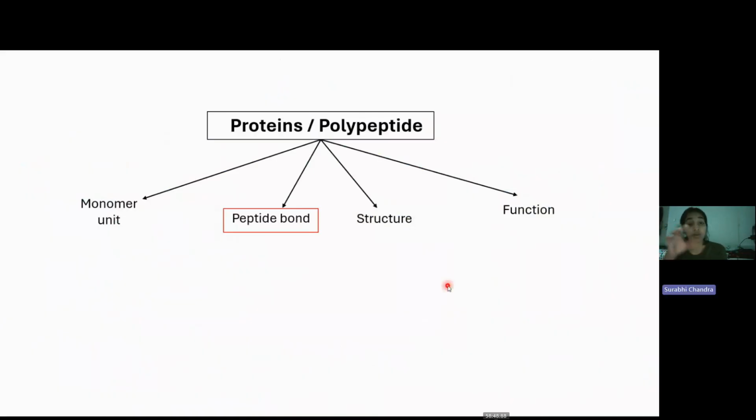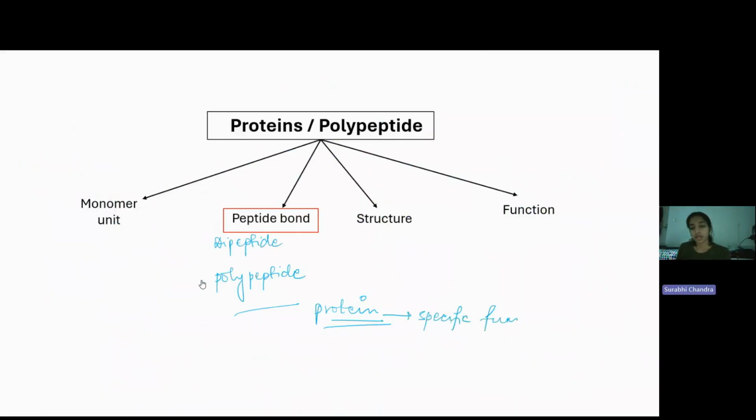Next, we will talk about the peptide bond. Depending on how many amino acid residues are attached, two amino acids make a dipeptide, three amino acids a tripeptide, and eventually a longer chain is a polypeptide. The sequence eventually gives off a structure, and structure actually dictates function for a protein.